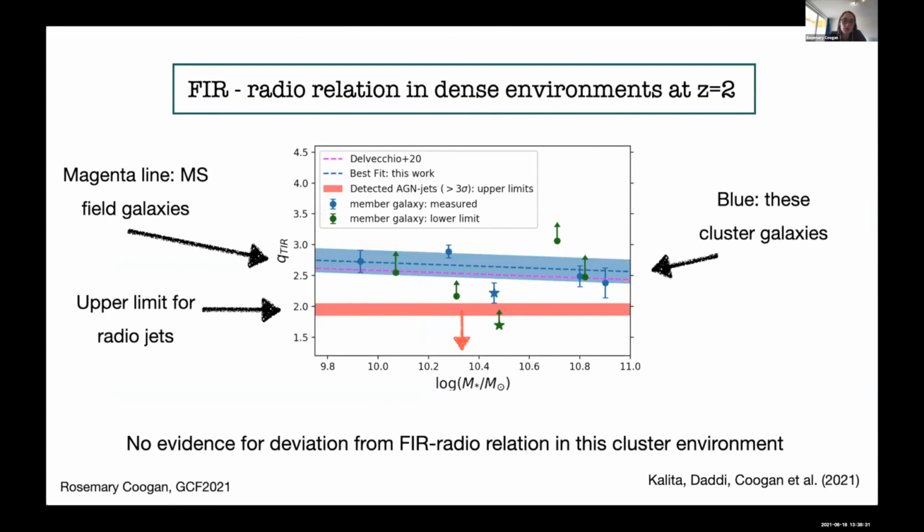To add another piece of evidence to this, we look at the radio infrared relationship. This is the ratio here as a function of stellar mass. For our cluster galaxies, we see that the relation is basically consistent with what is found by Del Vecchio et al. 2020 for the field. So they follow the far-infrared radio relation in this dense cluster the same as they would in the field. Our radio jets, on the other hand, are an upper limit because they're not detected in the far-infrared, and they lie far below this relation. So again, it's really saying that this radio emission isn't coming from star formation.